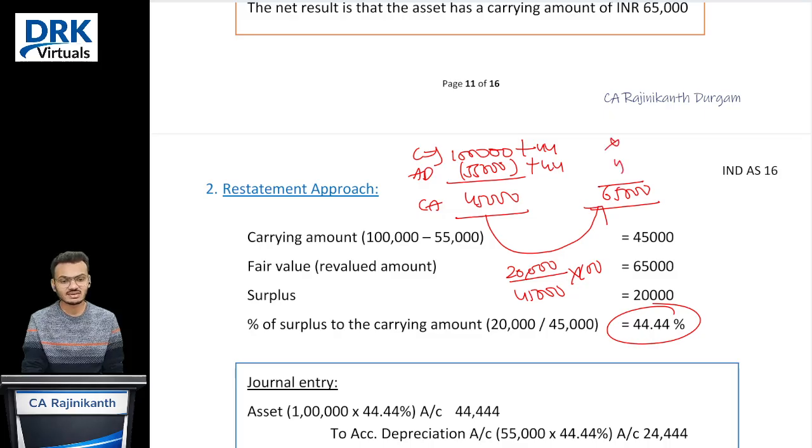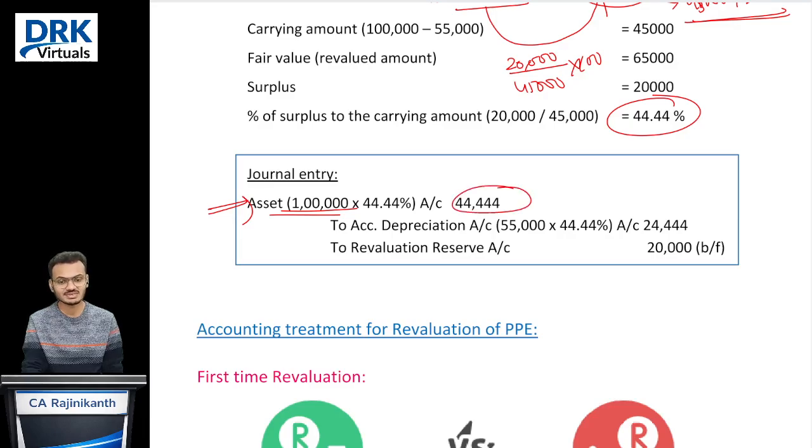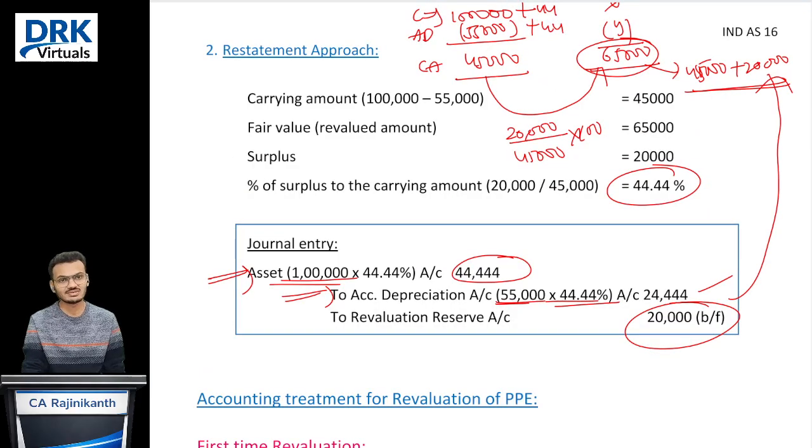You will get some X here, Y here. This net amount will become 65,000 only, which represents 45,000 carrying amount plus 20,000 gain. So you just see the journal entry, you will get more clarity. Here asset, its original gross carrying amount is 1 lakh into 44%. We are increasing the asset by this much. You do the same for accumulated depreciation. 55,000 is the accumulated depreciation on the date of revaluation. You increase that also. So this is the balancing figure, correct? This is equals to this much. So that is what's done.